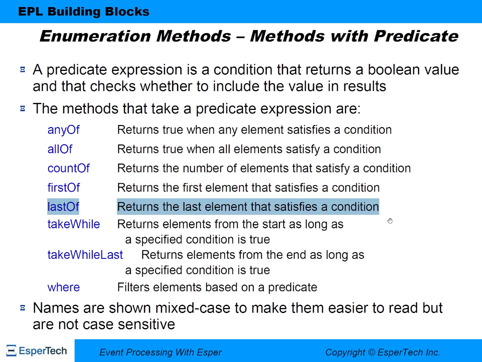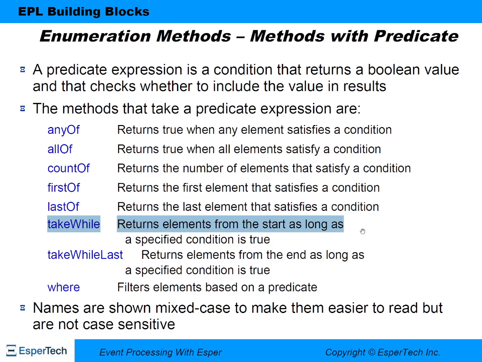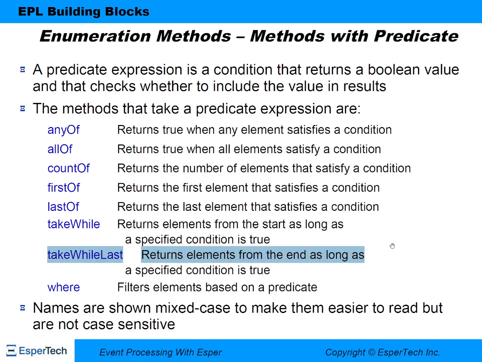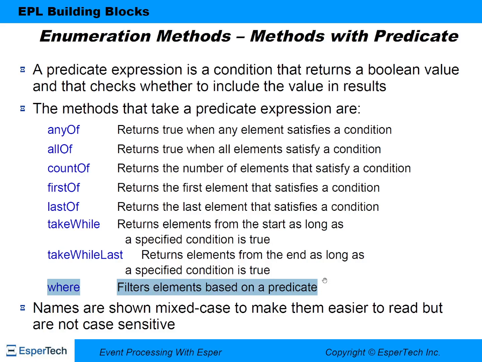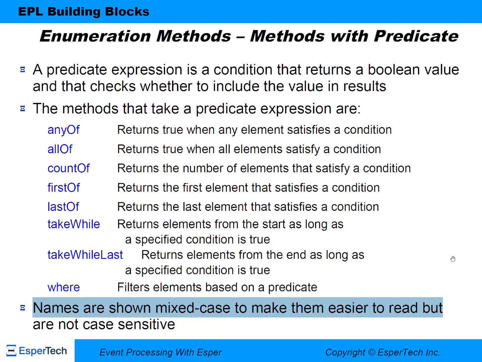The lastOf method returns the last element that satisfies a condition. The takeWhile method returns elements from the start as long as a specified condition is true. The takeWhileLast method returns elements from the end as long as a specified condition is true. The where method filters elements based on a predicate. Names are shown mixed case to make them easier to read but are not case sensitive.